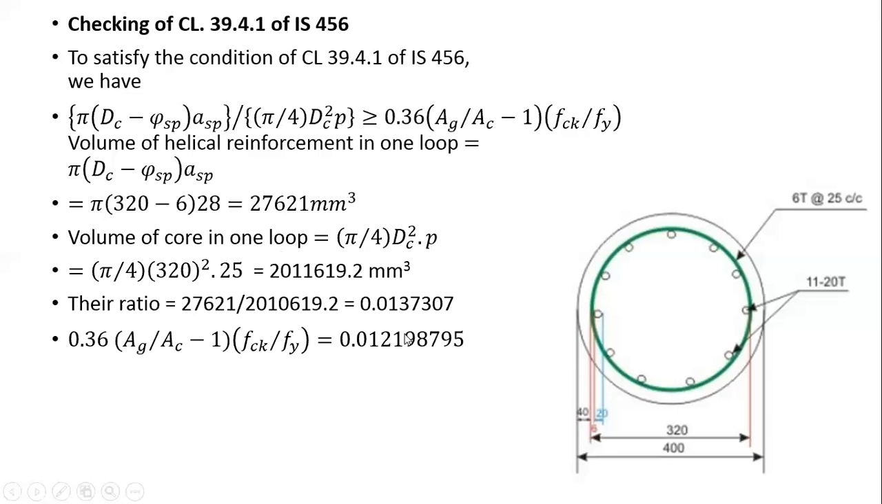Now, what is the other requirement? The other requirement is this one, so I have to calculate this value. When you put all these values here, you will have the value of 0.012. So naturally we see that this ratio is more than this ratio, which means this condition is also satisfied. When all the conditions are satisfied, the design is complete. So this is all about the design of a circular column. Thank you very much.